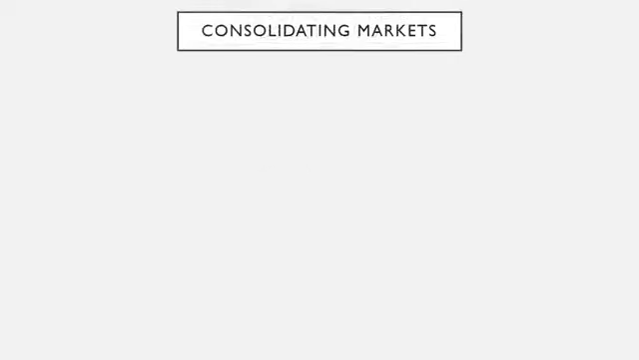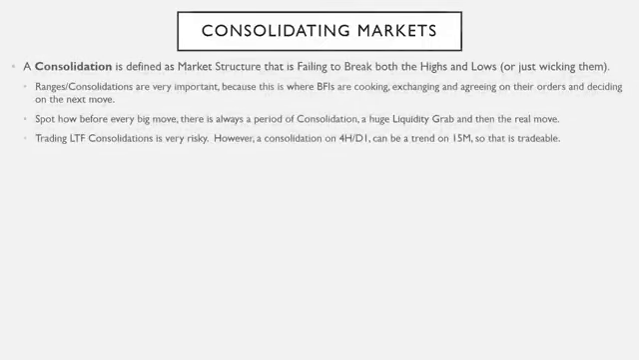The final market is a consolidating market, which is very tricky, and it's defined as market structure that is failing to break both the highs and the lows, or is just throwing wicks above or below, right? Ranges, by the way, are very important because this is where the BFIs are cooking.